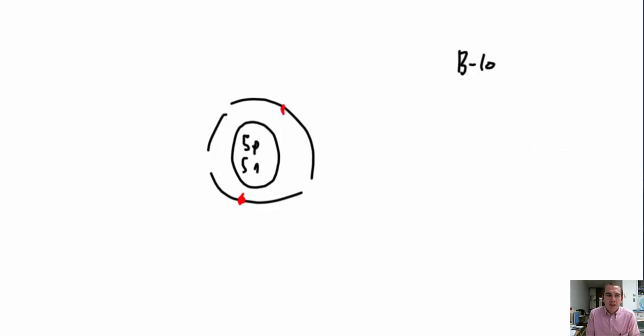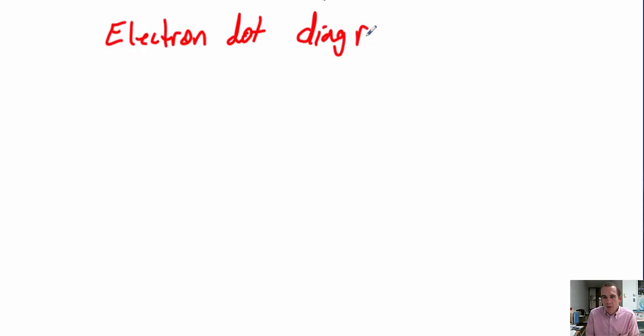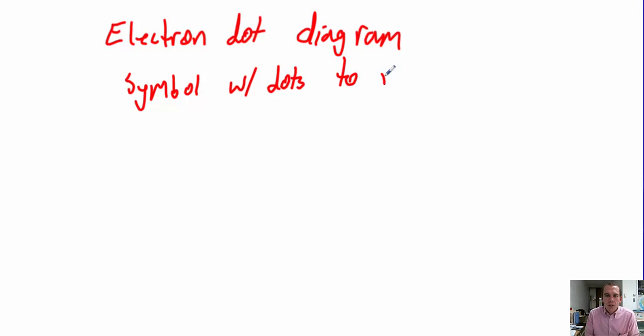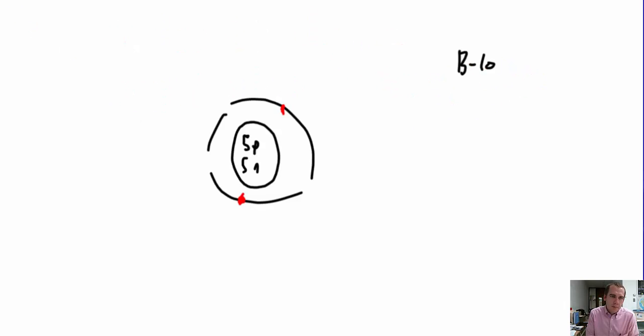Now, because valence electrons are so important, there's a shorthand way of drawing an electron dot diagram that just shows valence electrons. An electron dot diagram uses a symbol and dots to represent atoms. And so we have to use the periodic table for this.